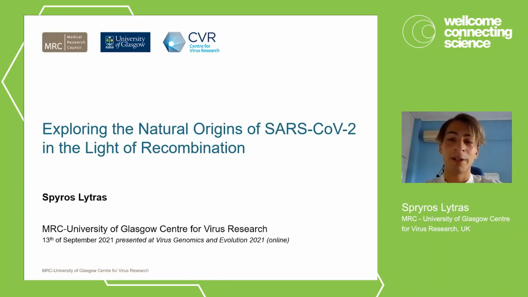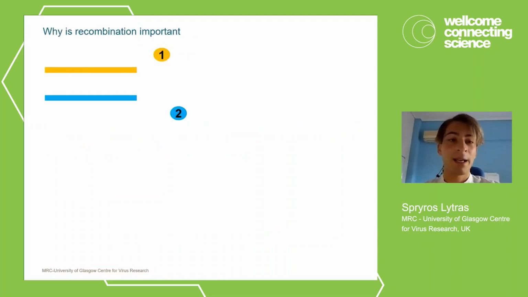Today we'll be talking to you about our research on exploring the origins of SARS-CoV-2 in the light of recombination. So I'll start off by explaining why it's crucial to account for recombination when exploring the evolutionary histories of viruses in general, but particularly this group of coronaviruses.